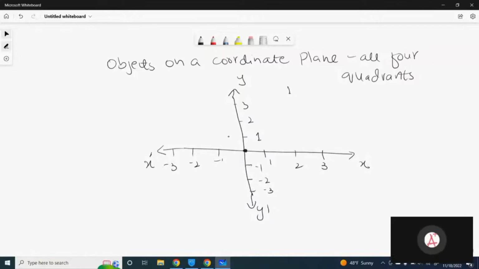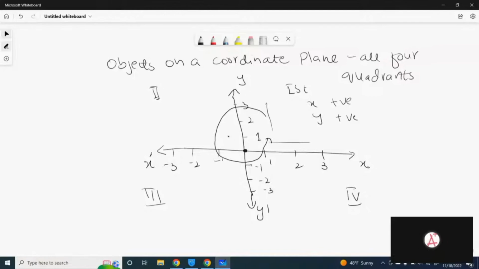This is the first quadrant. You move counterclockwise: first quadrant, second quadrant, third quadrant, and fourth quadrant. These are the 4 quadrants. Got it? In the first quadrant, both x is positive and y is positive. Look at this one, positive and positive. In the second quadrant, x values are negative and y values are positive. Got it?